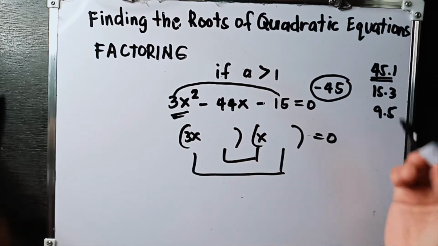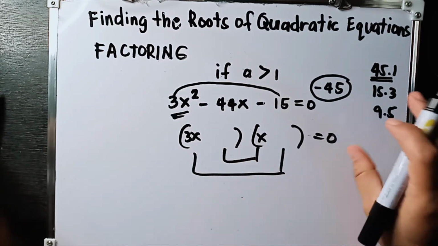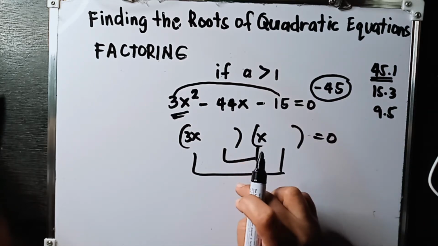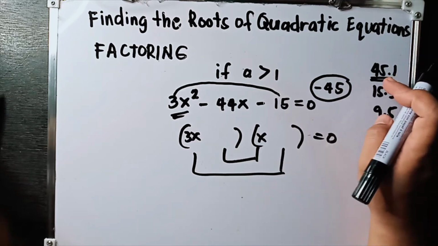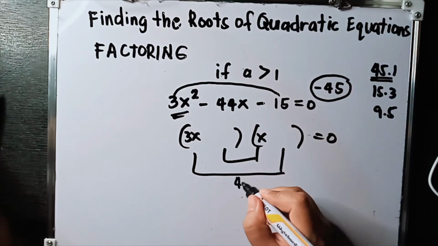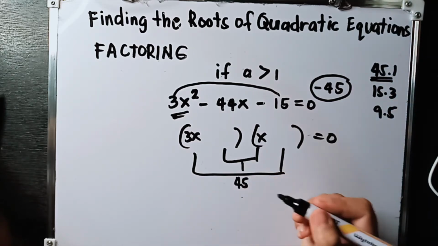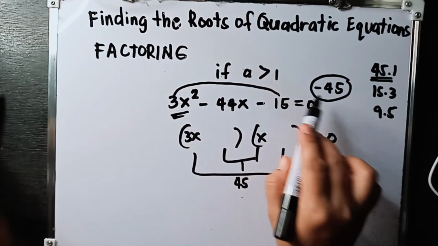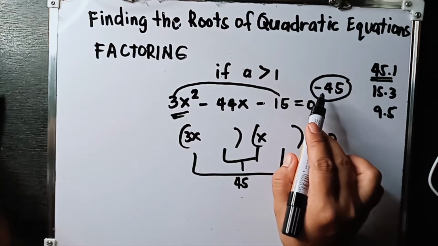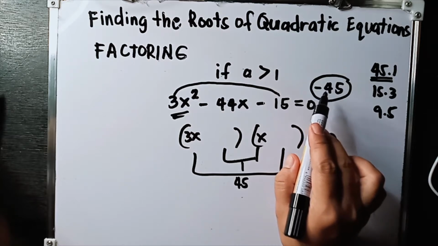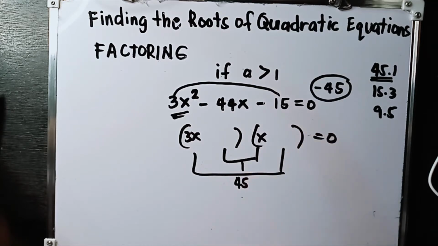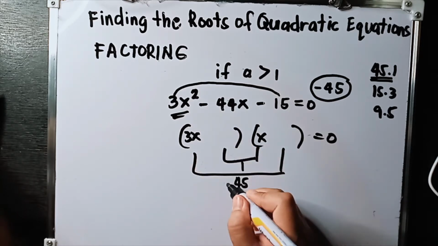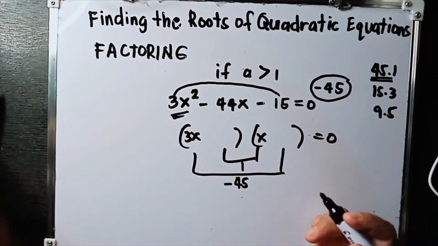Saan lalagay natin si 45? Hindi pwedeng pagpalitin yung pwesto, ha. Hindi mo pwedeng lagay si 45 dito at saka si 1 dito. Kailangan, check mo muna yung divisibility. Dito yung 45, dito yung 1. Ano yung mga signs nila? Since negative yung 45 natin, it means magkaiba yung sign nila. Saan mapupunta yung negative? Sa mas mataas na absolute value. So, ito yung negative at yun yung positive.